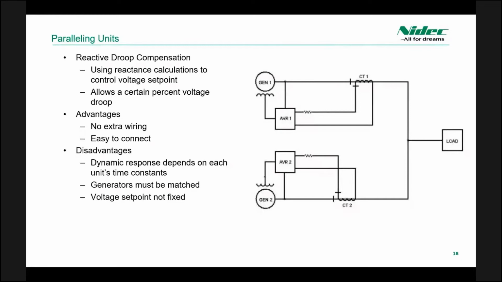The set point in the program allows for a set amount of voltage droop to occur when there is a reactance in the load, mostly used for inductive loads like powering a motor. The advantages are that there is no extra wiring and it is easy to connect. The main disadvantage is that the voltage set point can change.